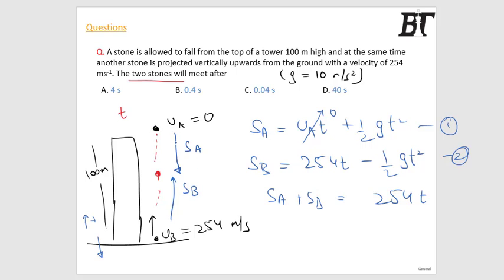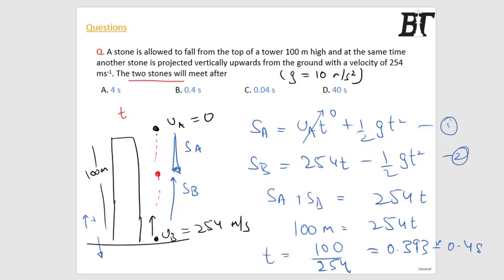Now ye SA aur SB mila ke kya hai? If you see, distance covered by A plus that covered by B would be equal to the total height of tower, right? Dono meet hue, ek upar se gira hai, ek neeche se phenka gaya hai. When both of them meet, the total distance covered by one plus the another would be equal to length of the tower. Hence, 100 is 254T, t is 0.393 or approximately 0.4 seconds. Hence, option B is the answer.